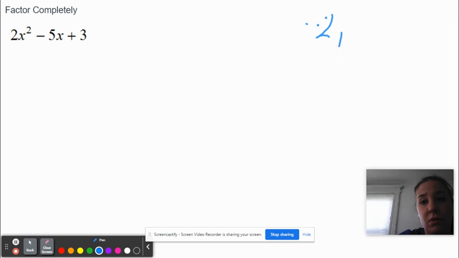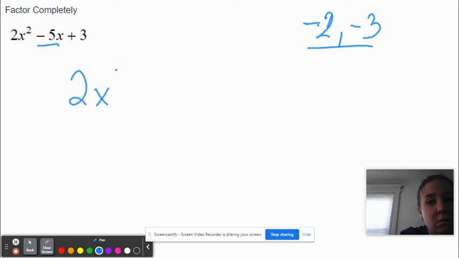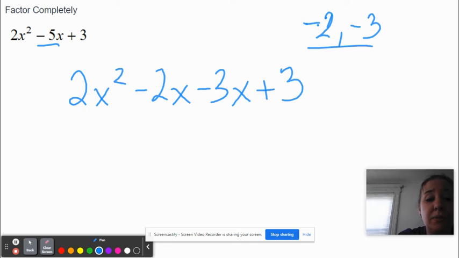Negative 2 and negative 3. And then next step on your journey is to break down that middle term, that negative 5, break it down into this. And then we factor by grouping. Final step.